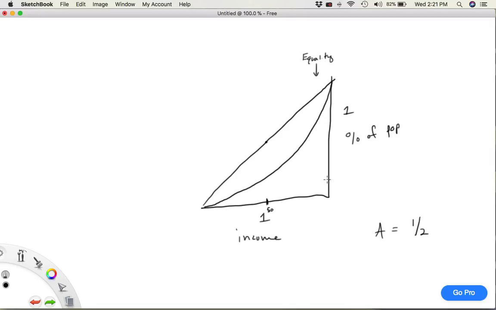Anyways, the area of this piece, I'm just going to call it alpha, and this piece is called beta. Basically, what we're looking for, the Gini coefficient, is the area of the alpha piece divided by the total area of alpha plus beta, which is just a triangle, which is just 1/2.